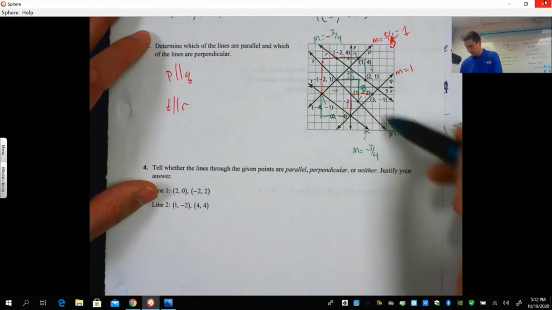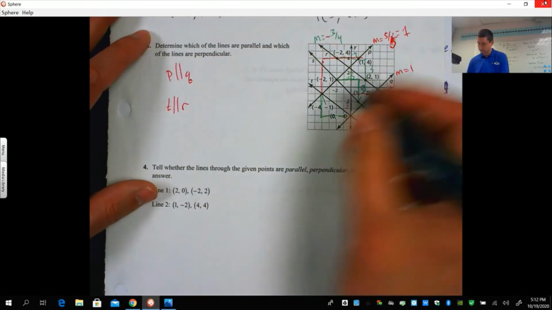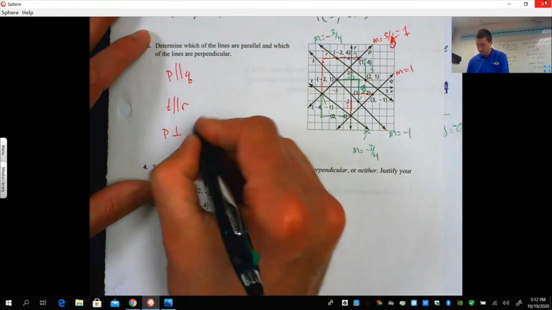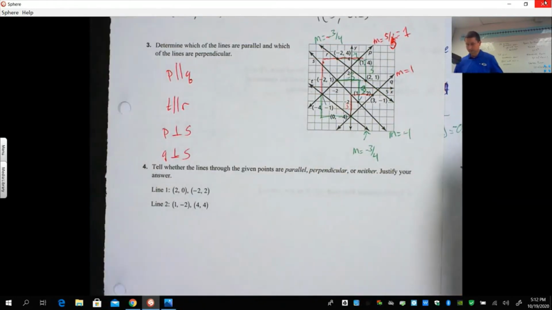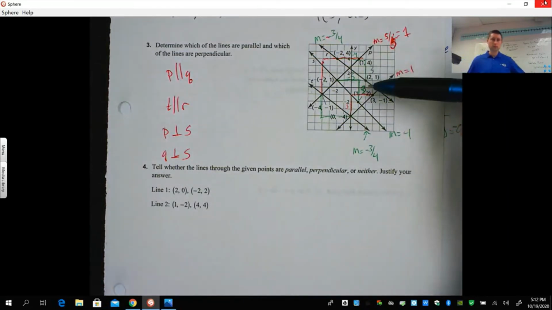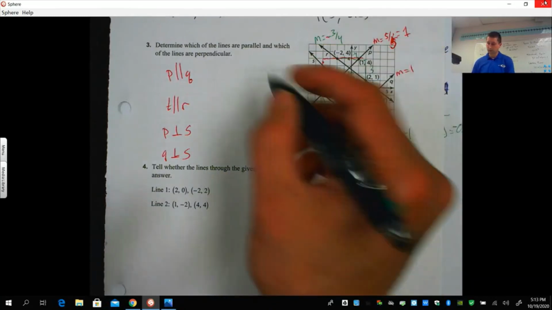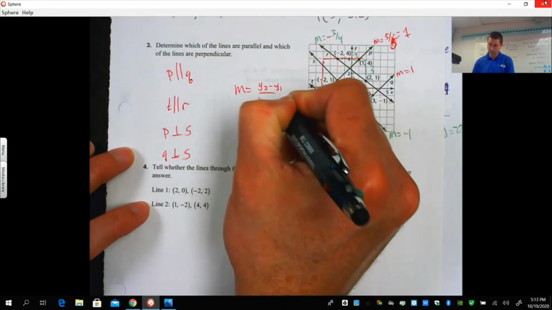And then S has a slope of negative 1. Negative 1 times 1 equals negative 1. Those are negative reciprocals. So we could say P is perpendicular to S and Q is perpendicular to S. But it all comes back to finding those slopes. You can use rise over run and draw your triangles. You can use a slope formula. m equals y2 minus y1 over x2 minus x1.